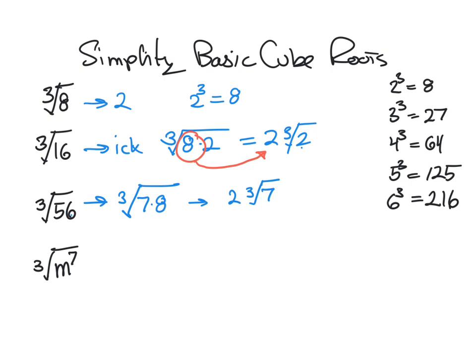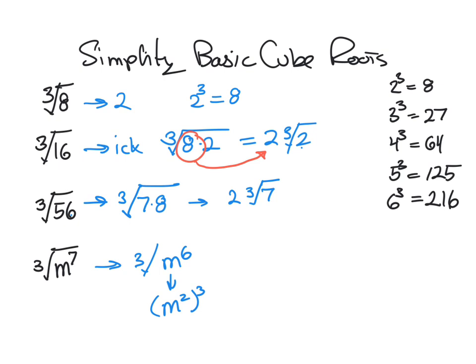Lastly, you're going to see some examples like this last one, which looks scarier than they actually are. So what you want to do is think of this as cube root of something. So you have m to the 7th. Well, m to the 6th would be something that we could actually take the cube root of, because m to the 6th is really m squared cubed. So the cube root of m to the 6th is m squared.